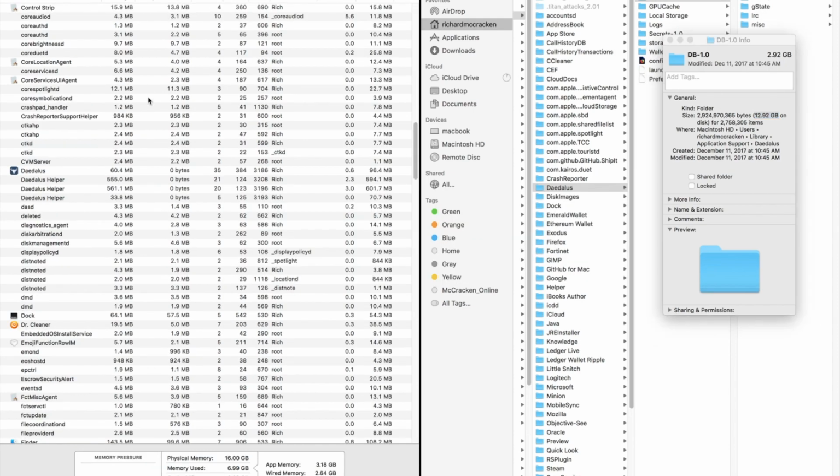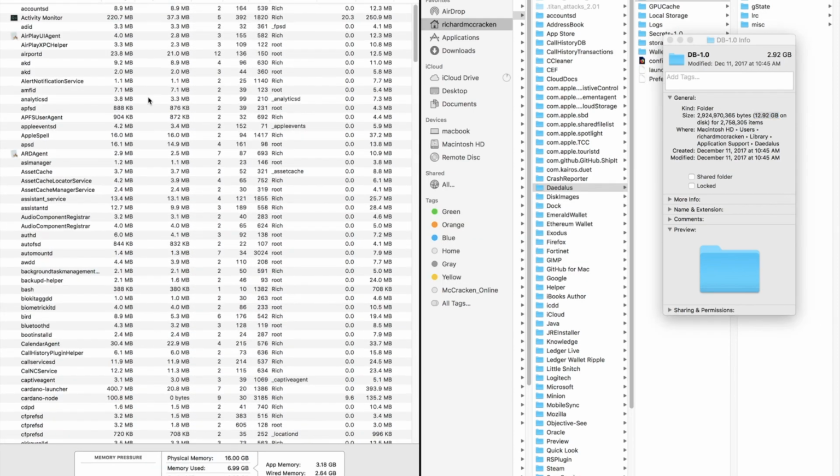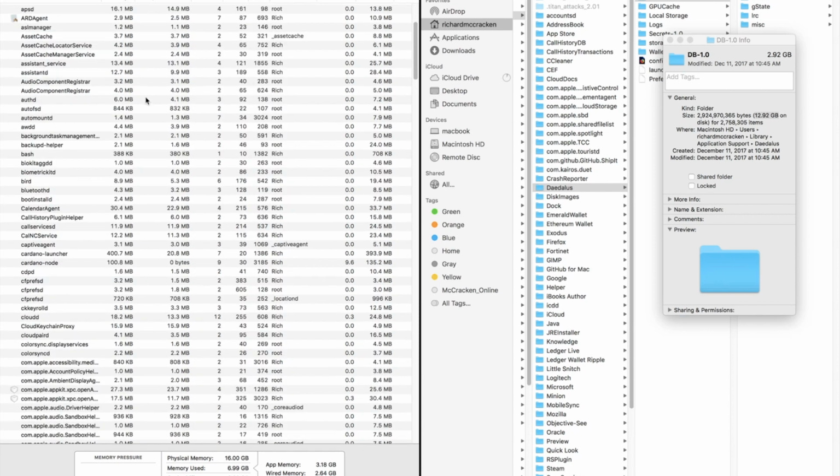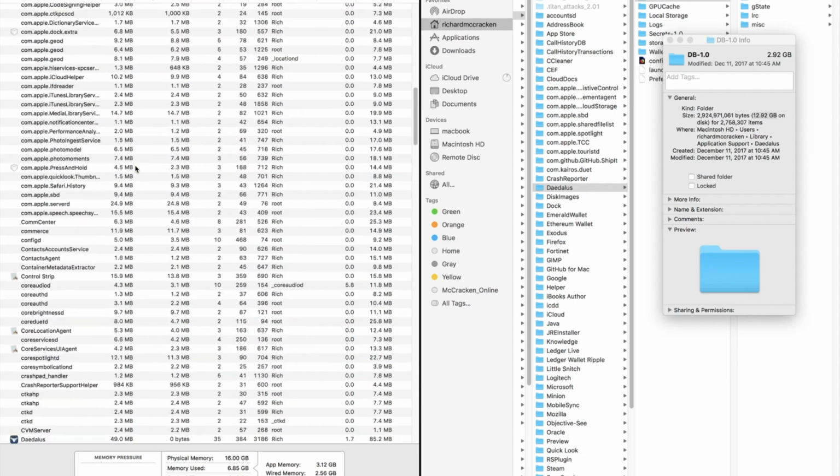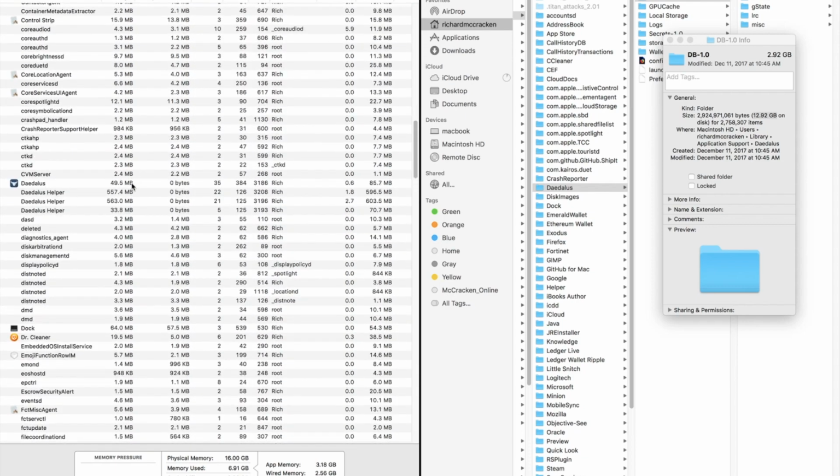Another key performance factor, and that is memory. So I'm going to look at Cardano launcher, how much memory that's using. 400.7 megabytes. Cardano node is using 102.9 megabytes. Daedalus, find that down below, 49.5 megabytes. Daedalus helper, 557, 563, and 33 megabytes. So I'm going to write those numbers down, install the new version of Cardano 1.3, and compare to the new version.